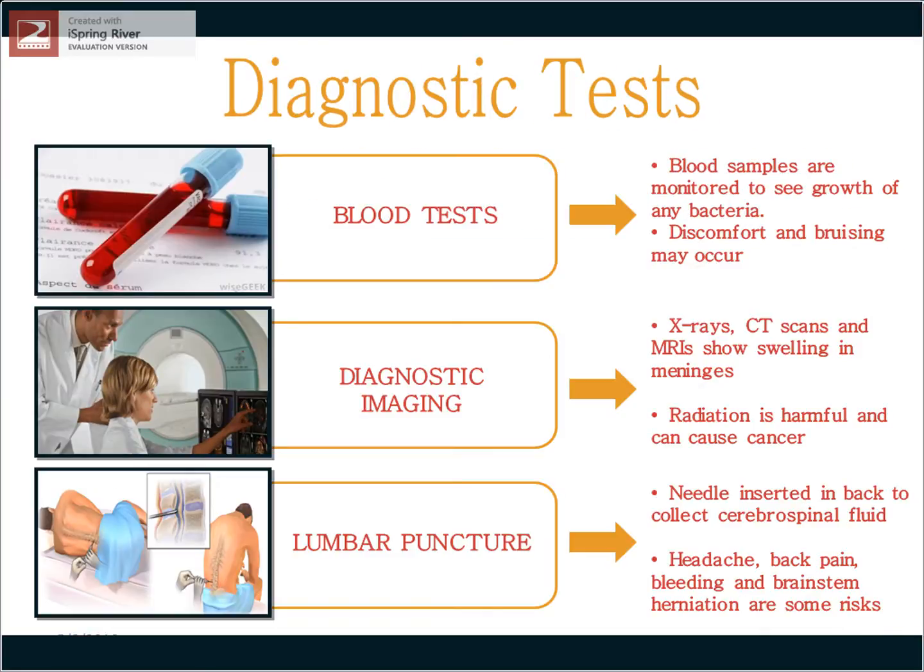So there are a few diagnostic tests that are used to check for meningitis. The first is a blood test, where the blood samples are monitored to see the growth of any bacteria. The second is diagnostic imaging, which is things like X-rays, CT scans, and MRIs, which are used to show the swelling in the meninges. However, the radiation is harmful and can cause cancer.